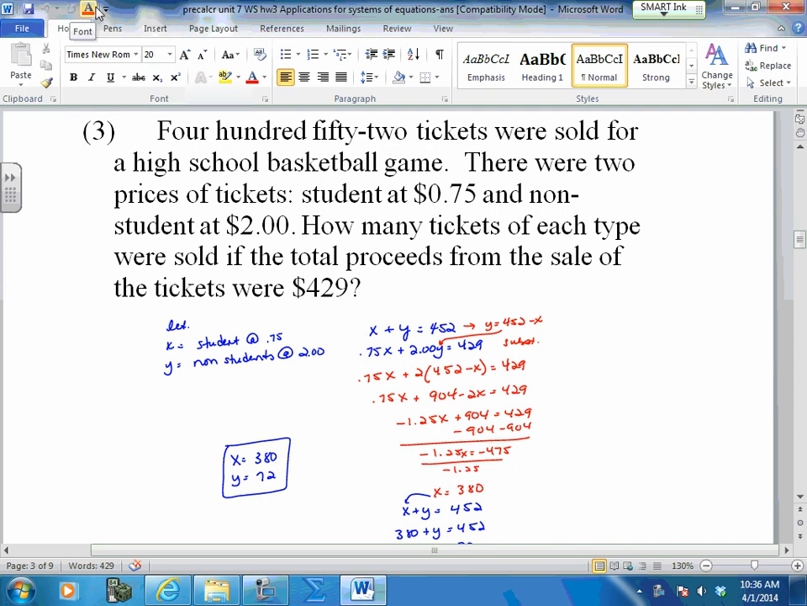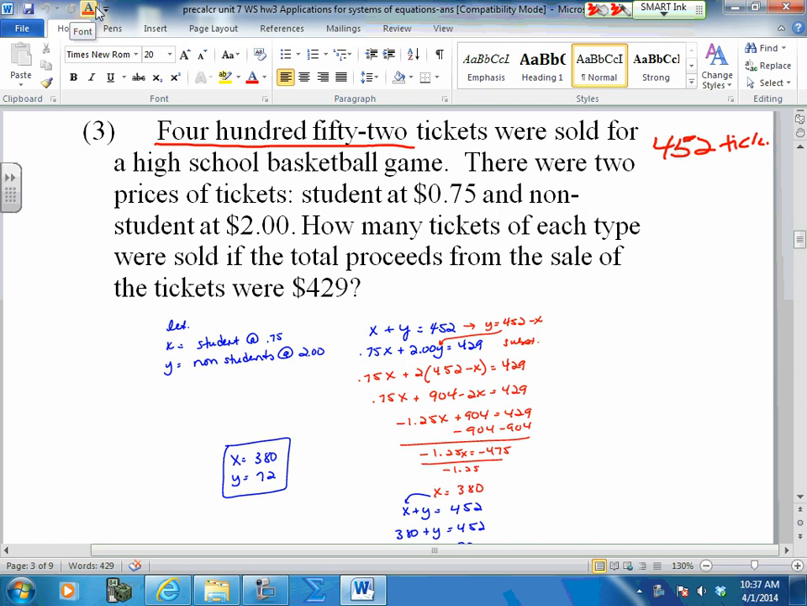This is your number 2. Okay. Remember, you have to pull out your information. There are 452 tickets. So right, you had 452 tickets. Okay, they were sold for a high school basketball game.